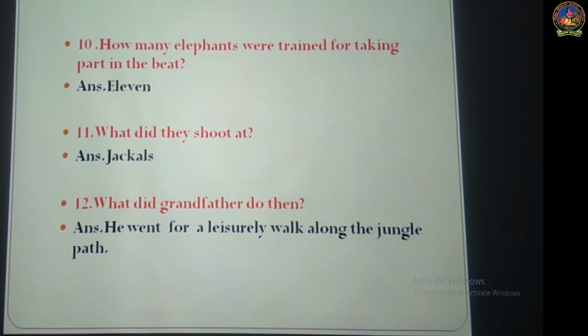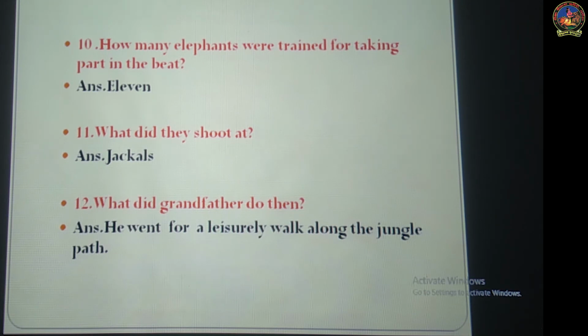Beat means beating drums. As you know, in a hunting camp, there are hunters, and there are also beaters. And the beaters, what do they do? They beat drums. So how many elephants were trained for taking part in the beat? 11. There were 15 elephants, and 4 were for hunters and 11 were trained for taking part in the beat.